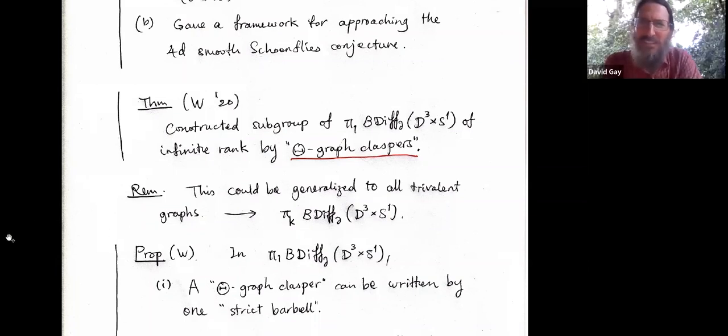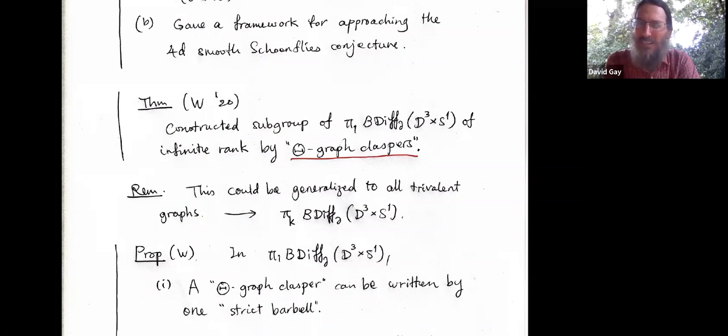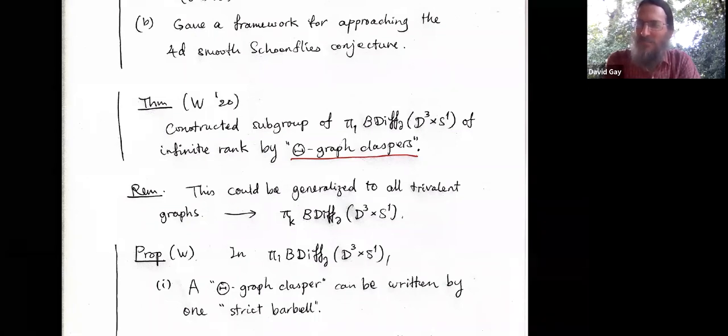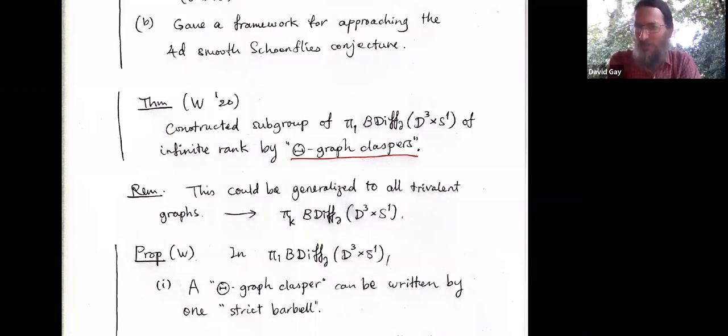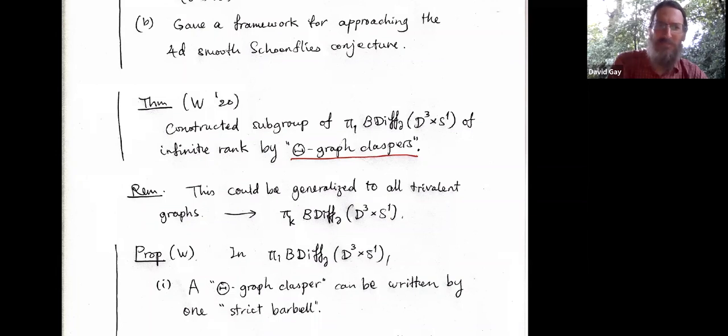May I ask a question? Yes. I just want to make sure about the connection between pi one of BDiff and pi zero of Diff. Basically, because BDiff is like bundles over the circle versus their monodromy, is that right? Exactly, yes. An element of pi 1 of BDiff corresponds to a one parameter family of this D3 cross S1 bundle. So going through the one parameter family, we obtain monodromy, a diffeomorphism of D3 cross S1. This gives an element of pi zero of Diff of D3 cross S1. Okay, thank you.